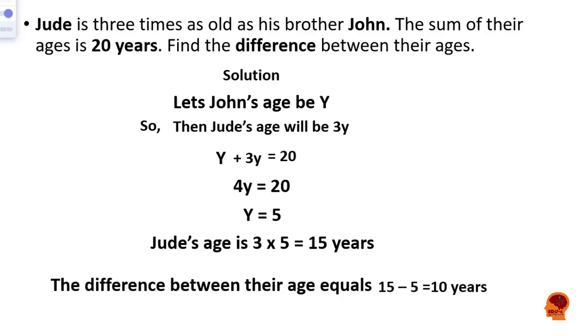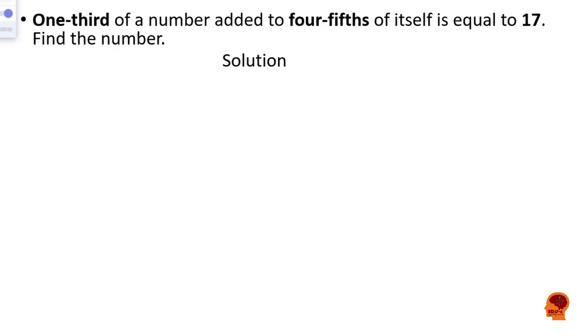It's very simple. So we're going to take another question to explain further. Now this question says 1/3 of a number added to 4/5 of itself is equal to 17. Find the number. As usual, we're going to represent the number by a variable, by a letter, which is x in this case.